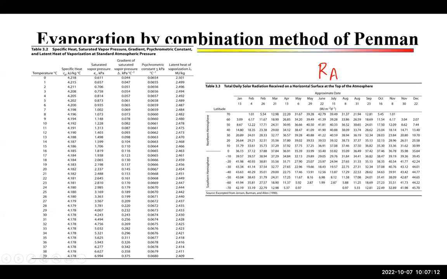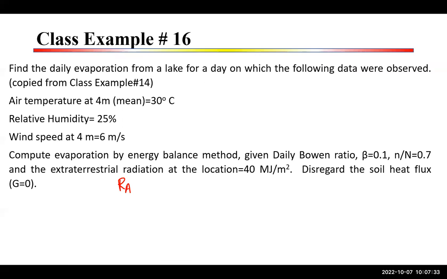For Virginia, it's in the northern hemisphere obviously, and the latitude is not exactly 40, maybe 39 point something. So if it's not given, we need to find out from this table what the Ra will be. Okay, so let's start working on that. We understood the question, what they are asking us to do: calculate evaporation using the energy balance method. We will identify all the given values and then find out which value is the unknown one.